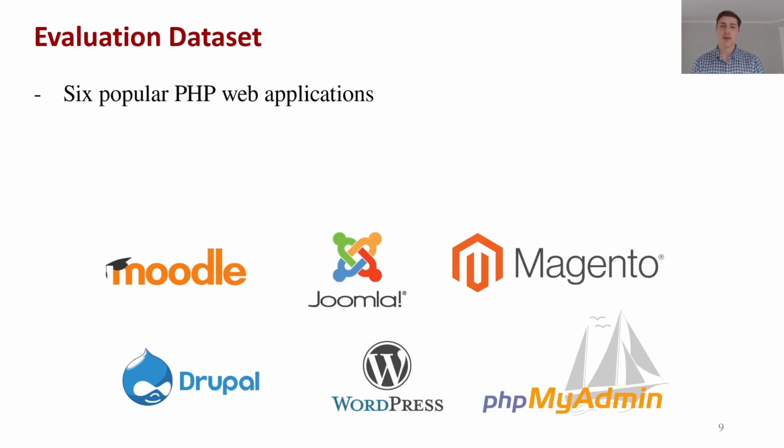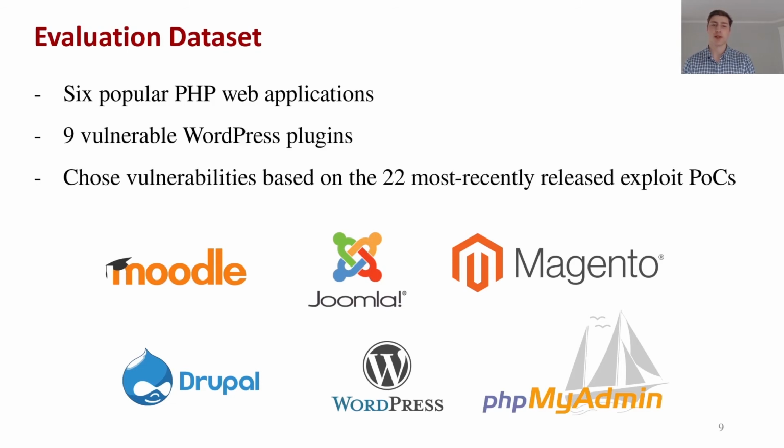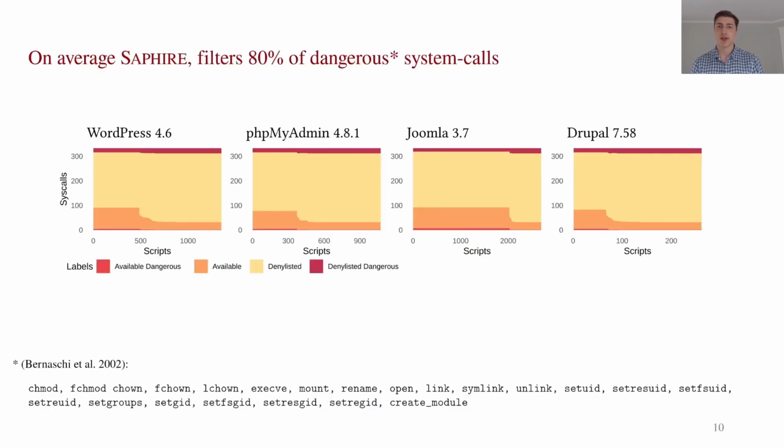To capture this phenomenon within our evaluation, we added 9 buggy plugins to our deployment of WordPress. Finally, we obtained 22 of the most recent public RCE exploits for our web apps and plugins. As a first step, we quantified the reduction in attack surface due to Saphire's protection.